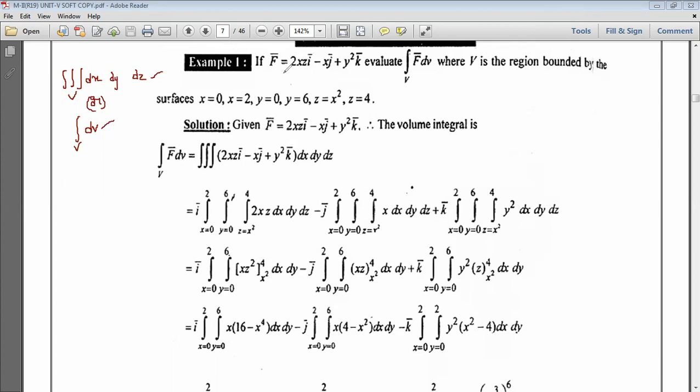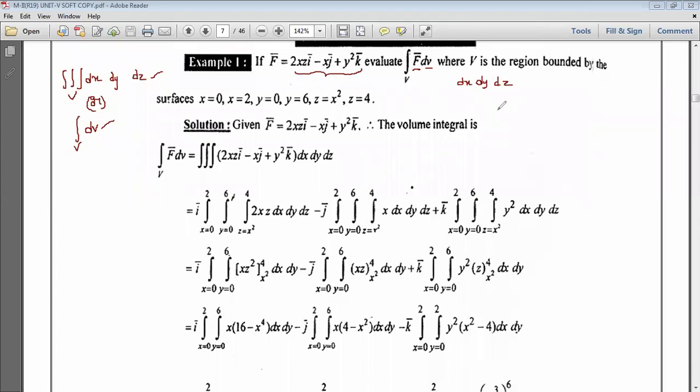Here, if F bar is equal to xz i minus x j plus y square k, evaluate integral F bar dV, where V is the region bounded by the surfaces x equal to 0, x equal to 2, y equal to 0, y equal to 6, z equal to x square, and z equal to 4. F bar is the given vector, which we have to choose, and dV is simply dx dy dz.